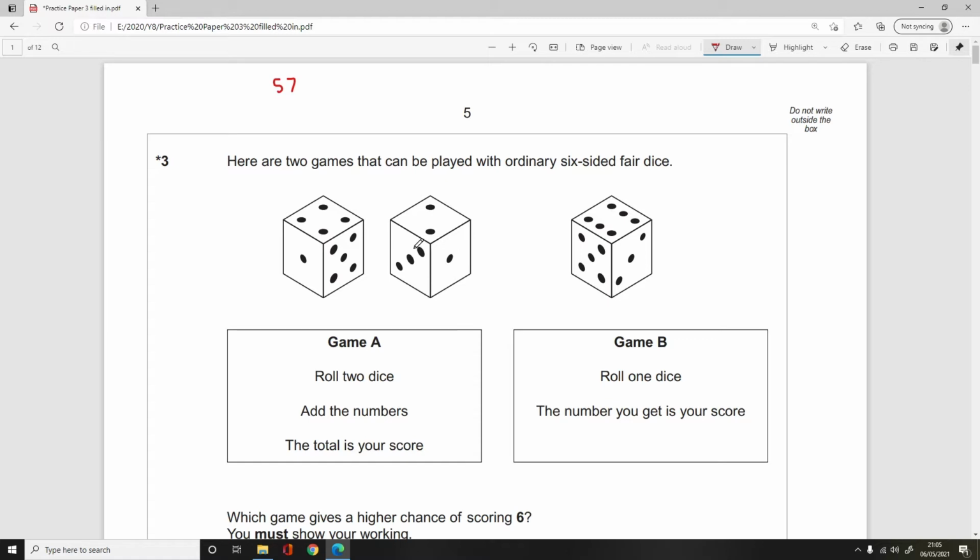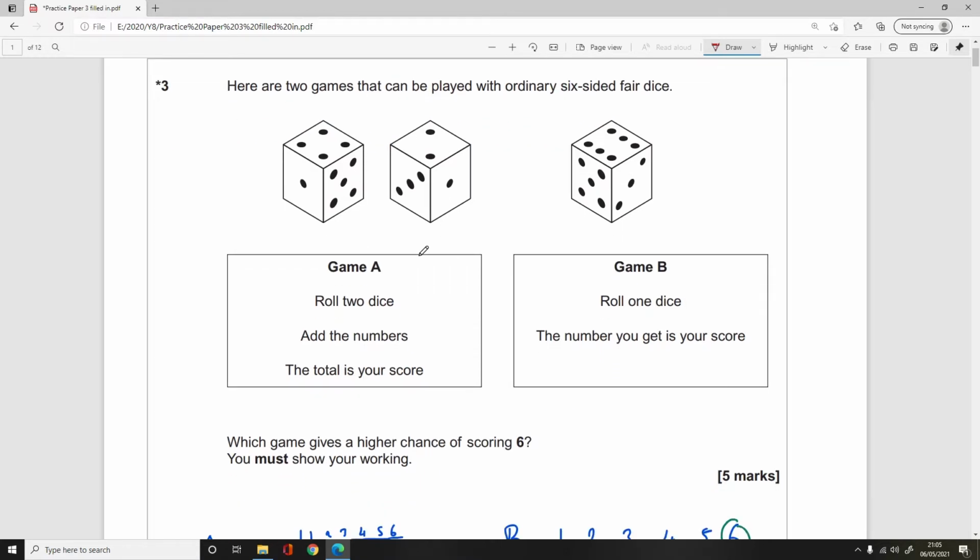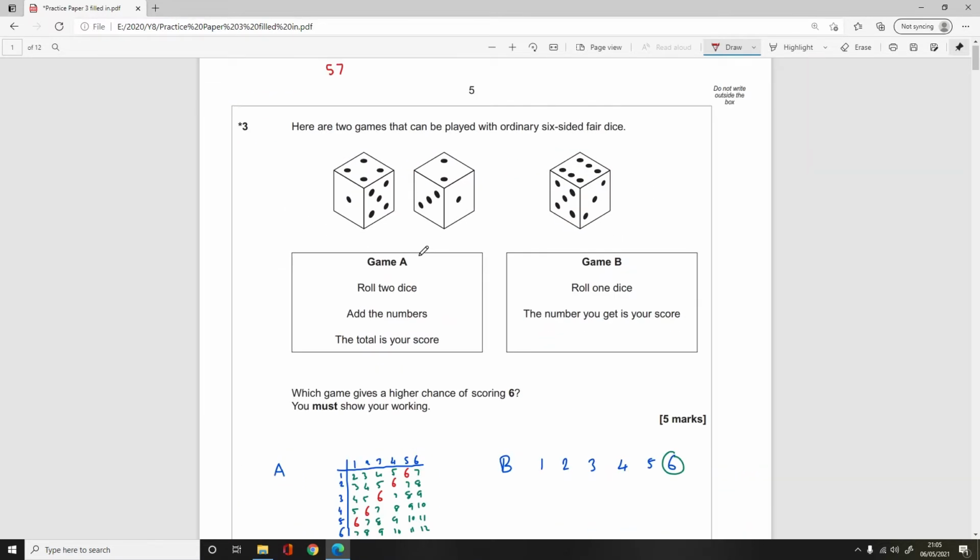So let's start with question 3. We have two games that can be played with dice, which gives a higher chance of scoring 6. So in these sort of questions, you need to show how you've come up with your two different probabilities. You need to obviously compare them in some way, show which is bigger, and then make a final conclusion.